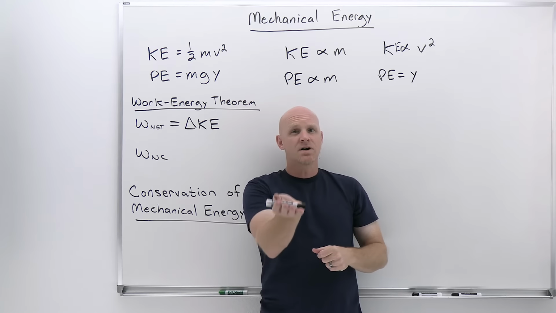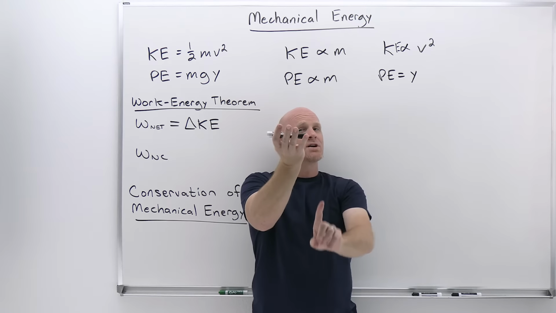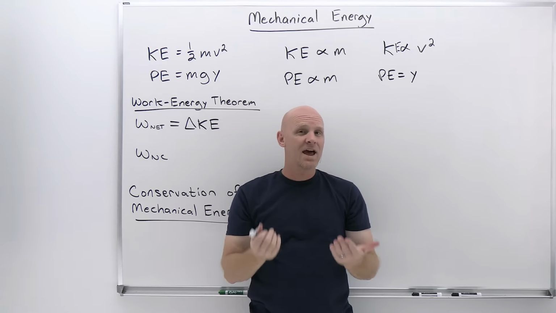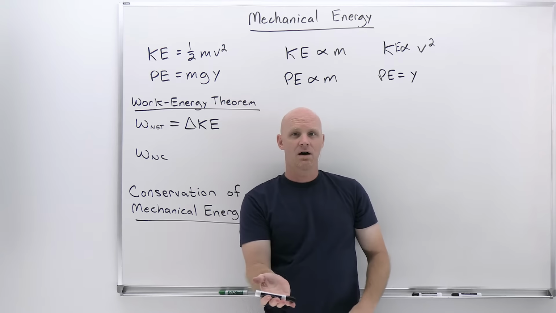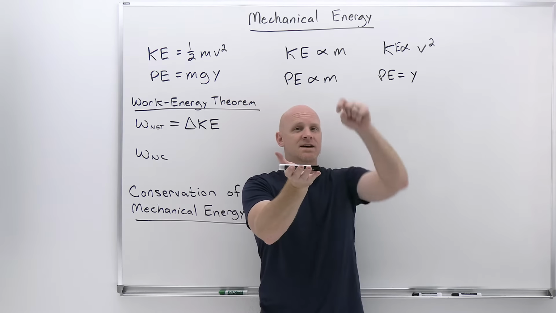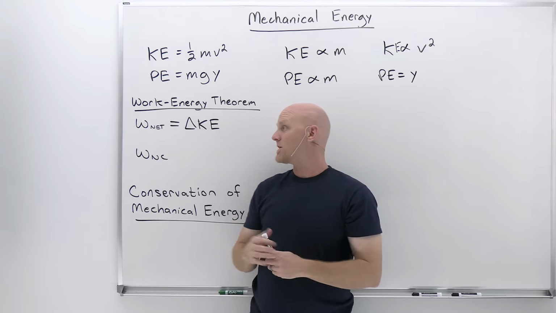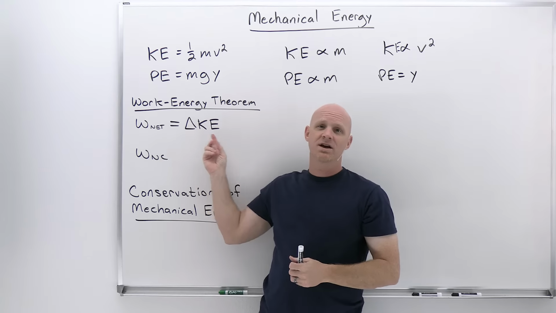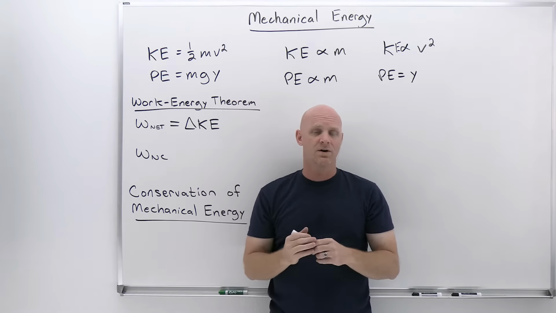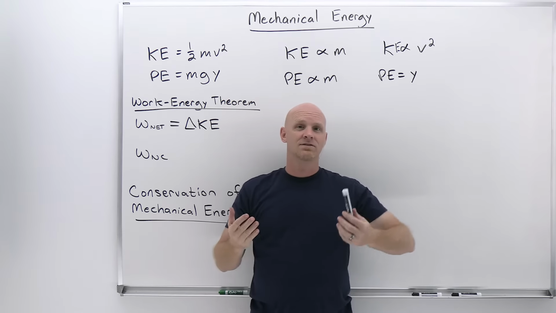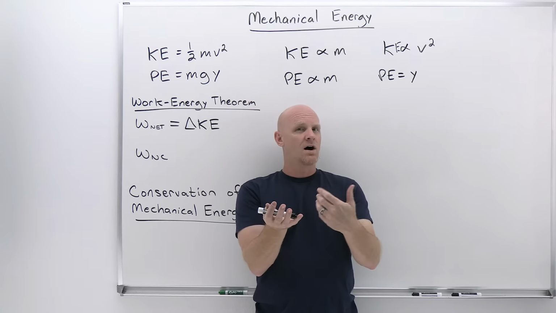And so as I move up, the weight still points down, but the displacement points up, and that's going to be negative work. And it turns out the positive work being done by my hand is exactly equal to the negative work being done by gravity. And that's why the net work is going to be 0, and why the change in kinetic energy will also be 0.